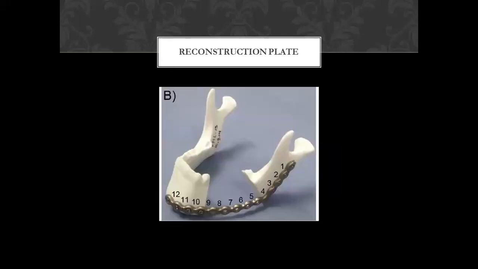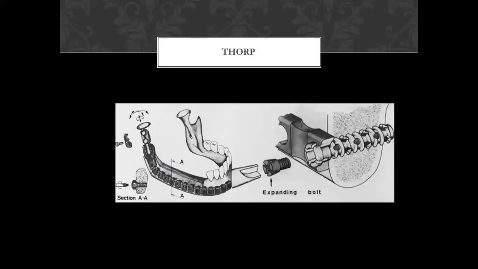This is the reconstruction plate. Everyone knows it's a long plate, which is most commonly used after segmental resection or in cases of complex fracture, in order to maintain the continuity of the inferior border of the mandible. So this is the TORP plate, which is nothing but the titanium hollow osseointegrated reconstruction plate. The only difference between this TORP and the reconstruction plate is that you can appreciate there are minute holes present along the screws.